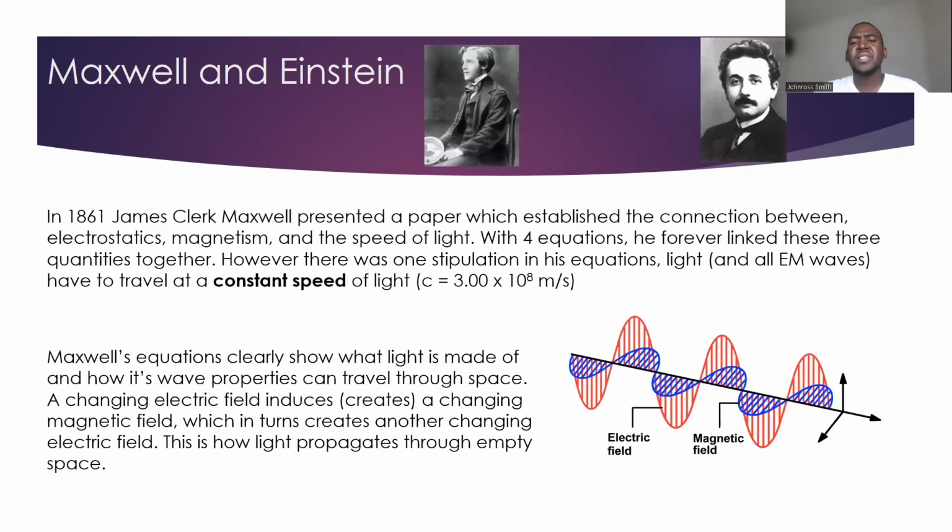Maxwell presented a paper which established a connection between electrostatics, magnetism, and the speed of light. With four equations, he further linked these three quantities together. However, there was one stipulation in his equations: that light travels at a constant speed c, which is 3 times 10 to the 8 meters per second. Now, his equations clearly show that light is a wave that can travel through space. A change in electric field induces a change in magnetic field, which in turn creates another change in electric field, which is how light propagates through empty space.